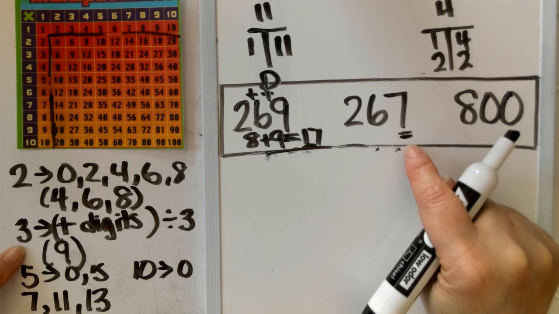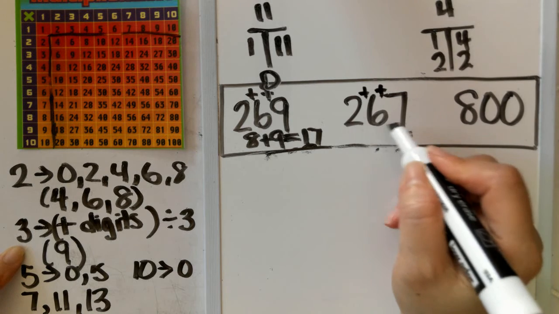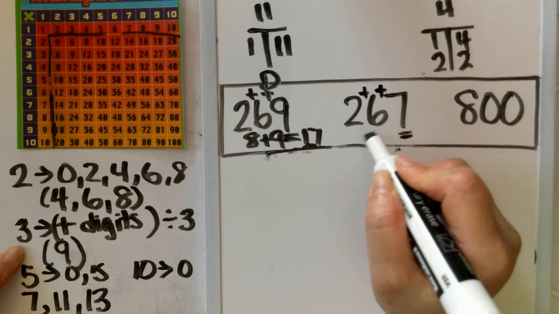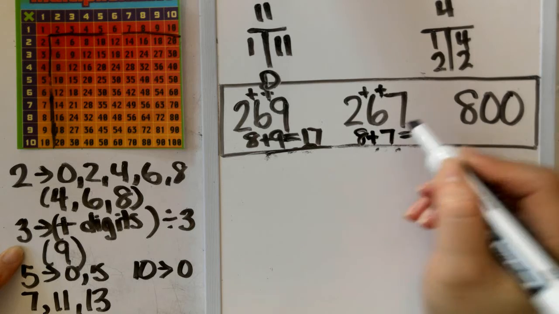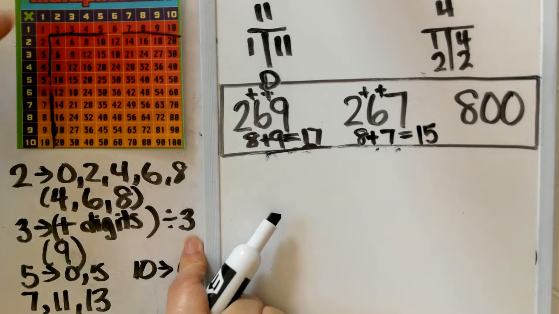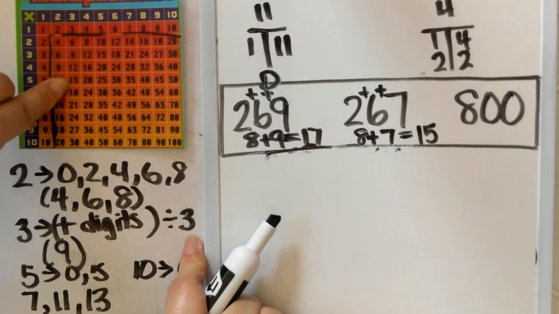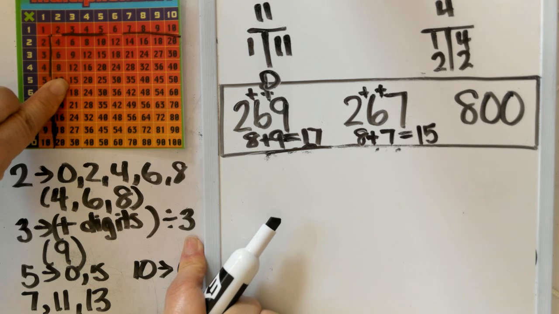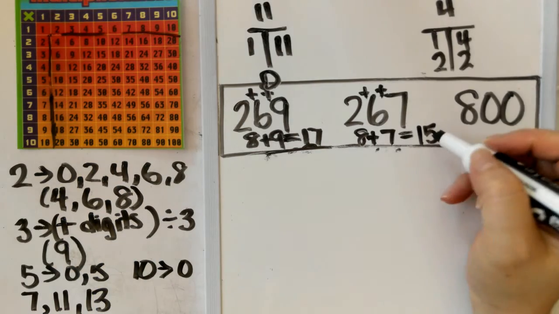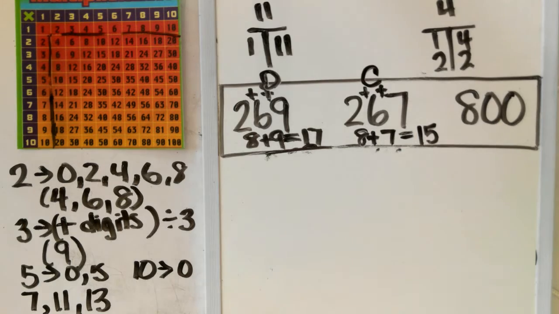Let's see if it's divisible by 3. Let's add the digits up. When I add these 2 digits up, I will get 8. So 8 plus 7 equals 15. And I'm trying to see if it's divisible by 3, so I put my finger on the 3's column and I see if 15 is in there. If you know your facts, you can also see that 15 divided by 3 is 5. Because this number is divisible by 3, it is a composite. You don't have to prove any more.